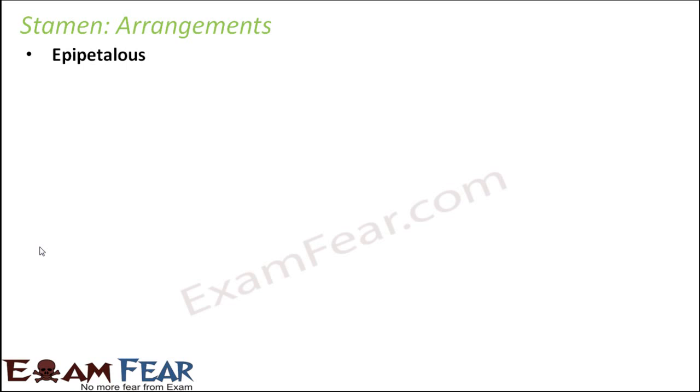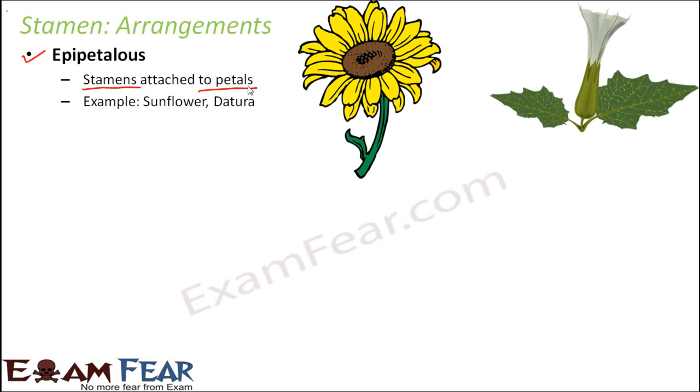The first one is epipetalous. Epipetalous means stamens attached to the petals. You understand, the petals, that is the colored structures, and the stamens will be attached to each other. Examples are flowers like sunflower and datura. Here you can see a sunflower. If you look at the center of the sunflower, you can see these kinds of stamens, and these stamens are attached to the petals. These are the petals, and with these petals they are attached.